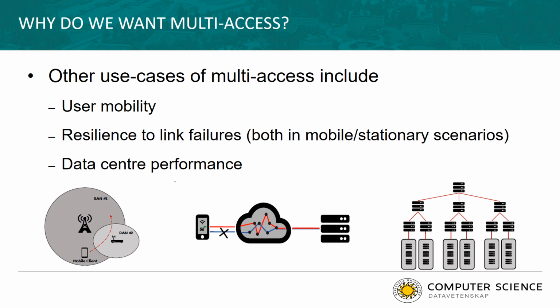Another use case that is also an important use case for multi-access is in data center networks, where you often have multiple paths available between two hosts in the network. And here you can also use the multiple paths to increase your performance.